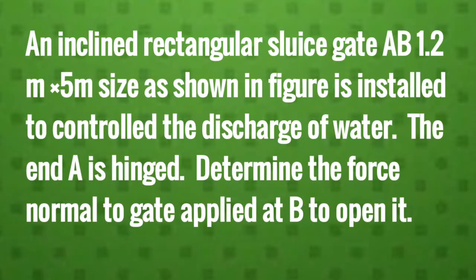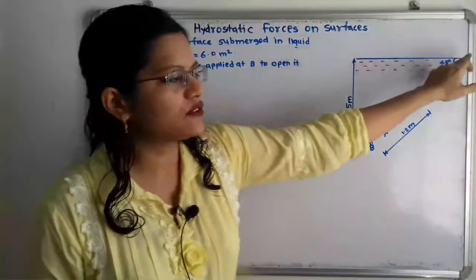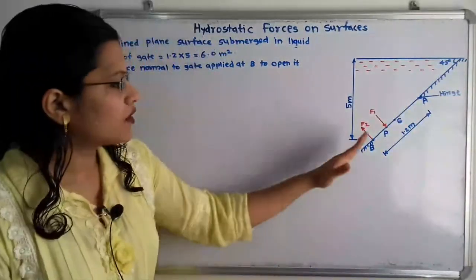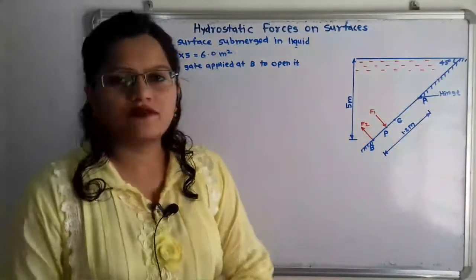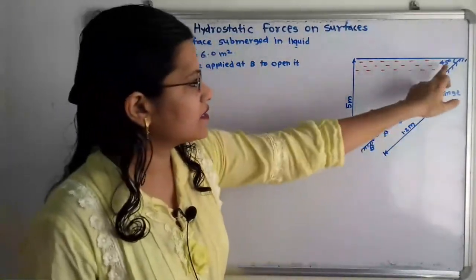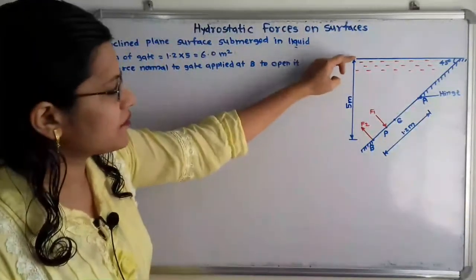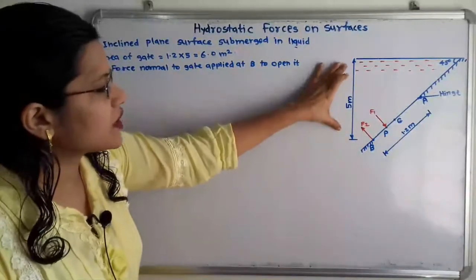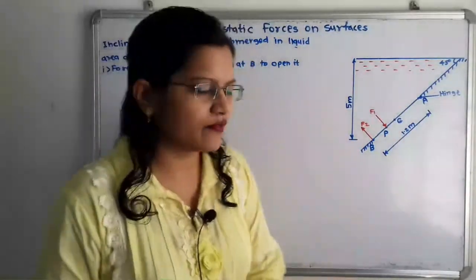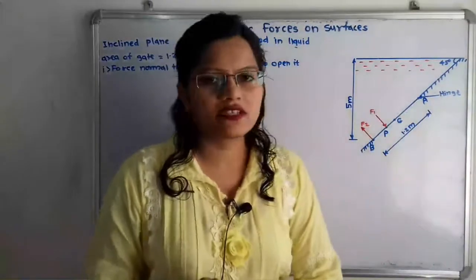Now let us first observe the given diagram. Here the free surface of water is given, and the angle of inclination of this gate AB to the free surface of water is theta equal to 45 degrees. The height from the free surface of water to the bottom of the gate, at point B, which is equal to 5 meter, is also given, and the length AB is equal to 1.2 meter.